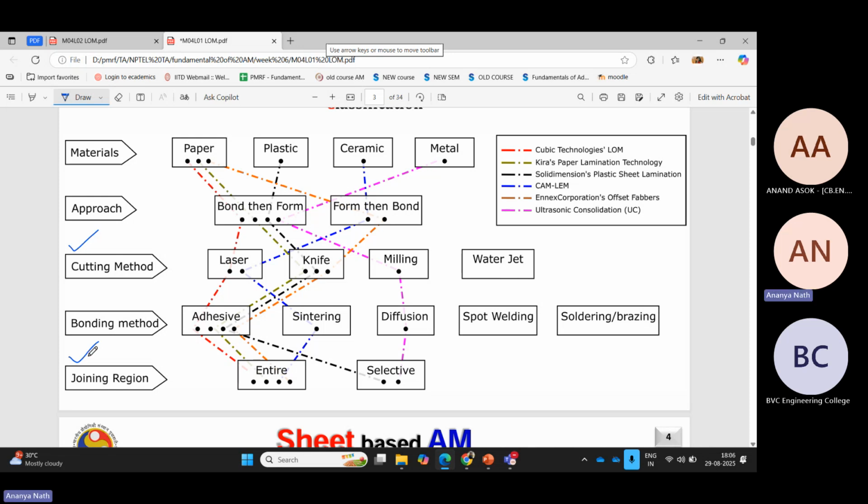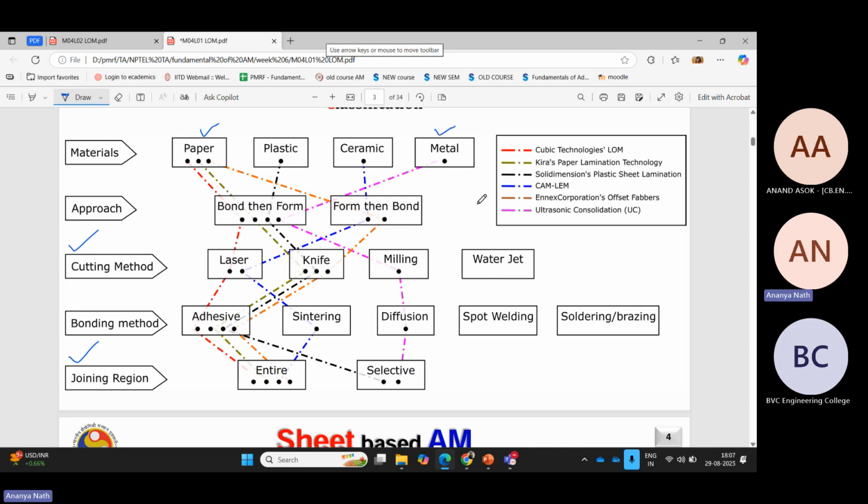In the material, we have options like paper, plastic, ceramic, and metal. These are the only materials that we can join. However, I would like to mention that paper is the most common material people use for sheet lamination. Metal is also used, but that comes under a very different process under sheet lamination. Plastic and ceramics are very rare. You can see three lines going from paper, but only one line going to each of the rest of the materials. The approach process can be bond then form, or form then bond.